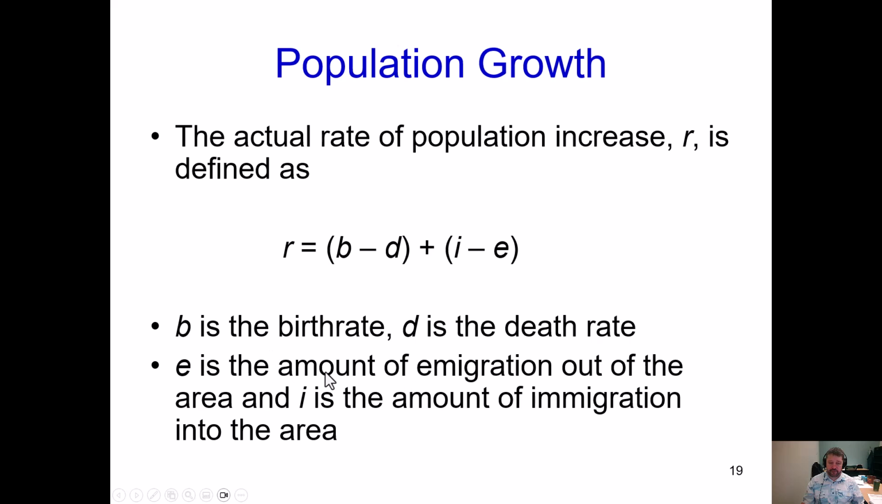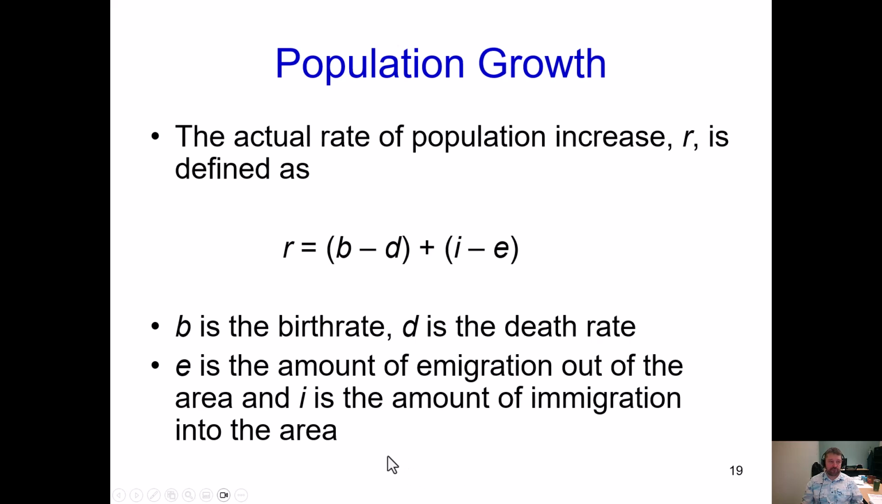So there it is again. B is birth rate, D is death rate, I is immigration, and E is emigration, and that can determine our R. Again, sometimes I and E are not relevant. For example, we've talked quite a bit about Devil's Hole pupfish. They occur in a single spot in the world. There's no immigration and no emigration. They're not leaving, they're not coming in, so it's just birth rate and death rate.